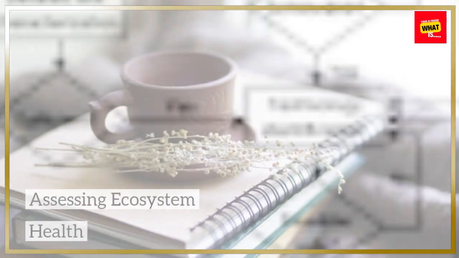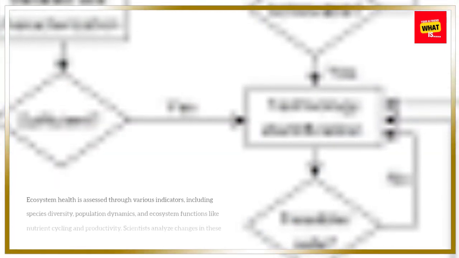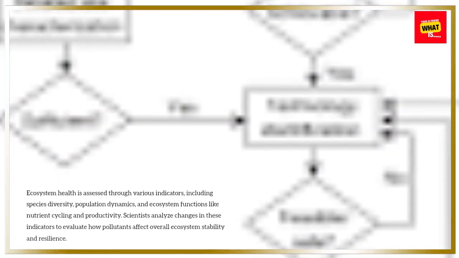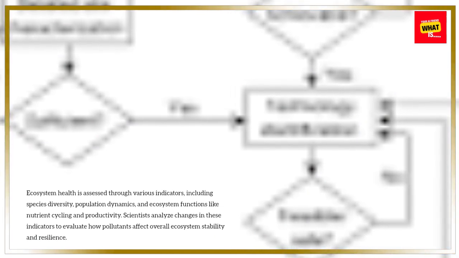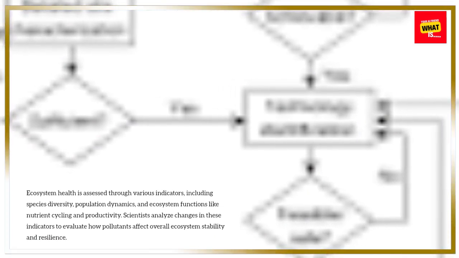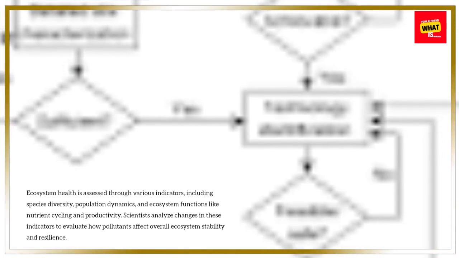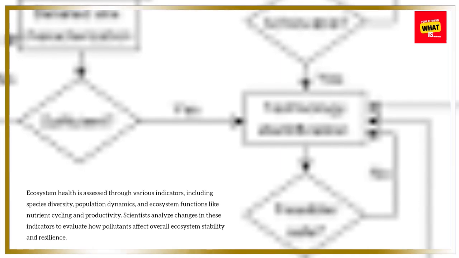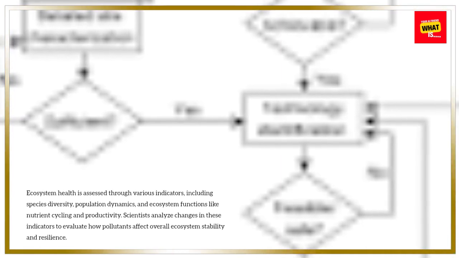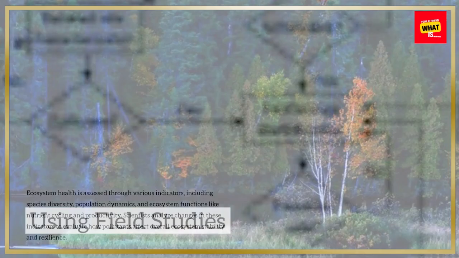Assessing ecosystem health. Ecosystem health is assessed through various indicators, including species diversity, population dynamics, and ecosystem functions like nutrient cycling and productivity. Scientists analyze changes in these indicators to evaluate how pollutants affect overall ecosystem stability and resilience.